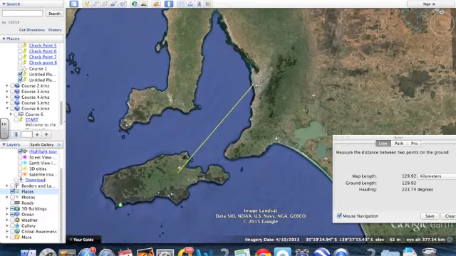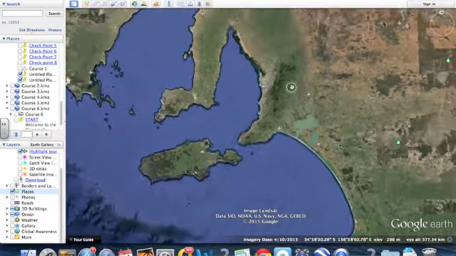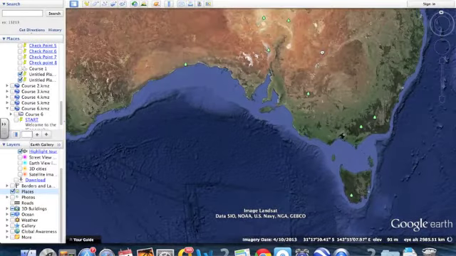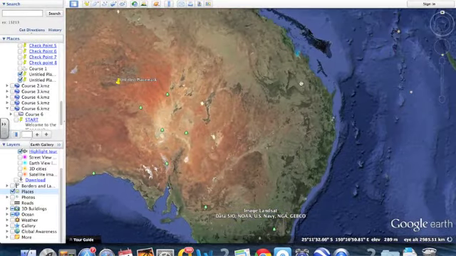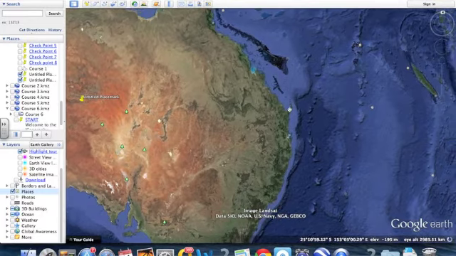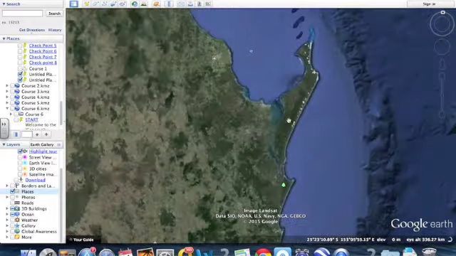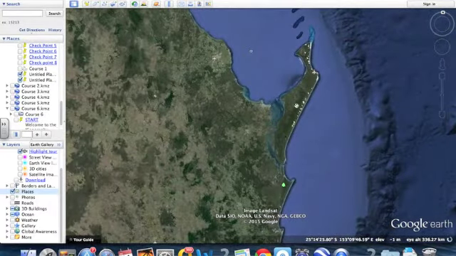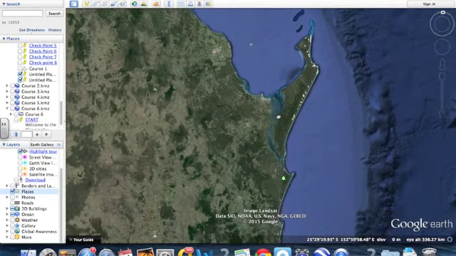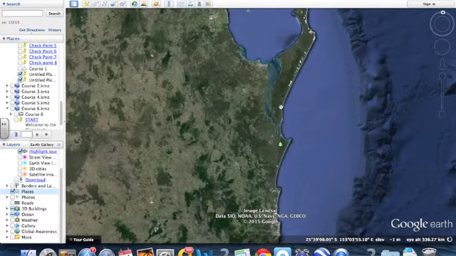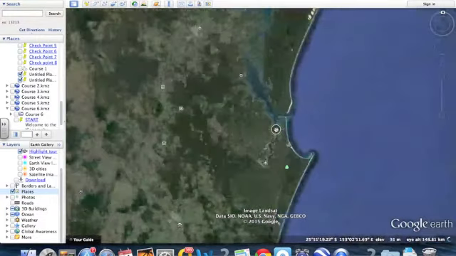Okay, so I'm just going to get rid of our map here. We'll move up the coast to a beautiful part of the world. Some of you will have been here, and here it is. This island in here is called Fraser Island. To get to Fraser Island, you need to have a four-wheel drive, or you can fly in.